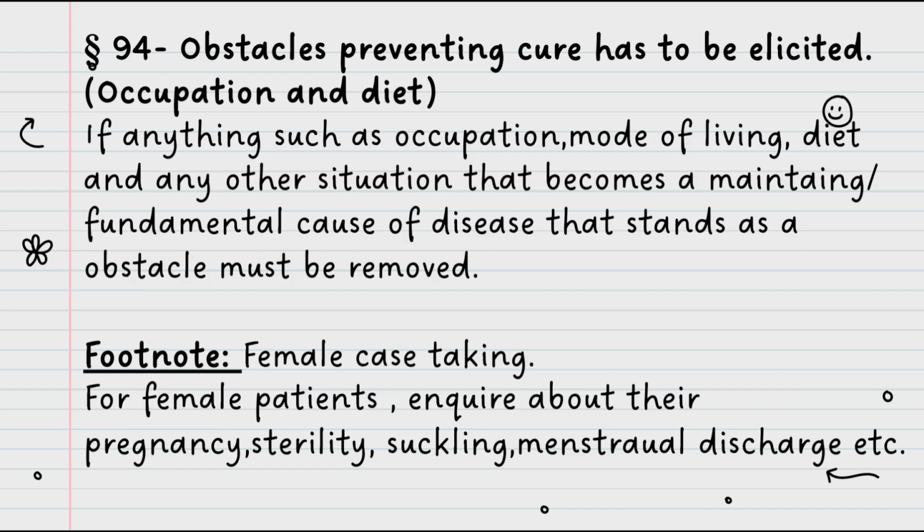Aphorism 94 deals with obstacles preventing cure that have to be elicited, like occupation, diet. If anything such as occupation, mode of living, lifestyle, diet, or any other situation becomes a maintaining or fundamental cause of a disease, that stands as an obstacle and must be removed. Obstacles must be removed. In aphorism 94 there is a footnote that is very important, that is female case taking. For female patients, we must inquire about their history of pregnancy or sterility, suckling, menstrual discharge, or any other discharges. We should understand female case taking, and this footnote is very important, keep it in mind.